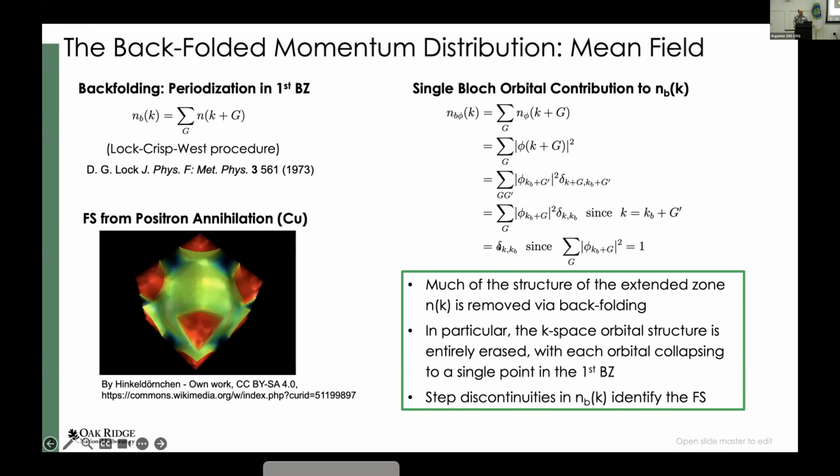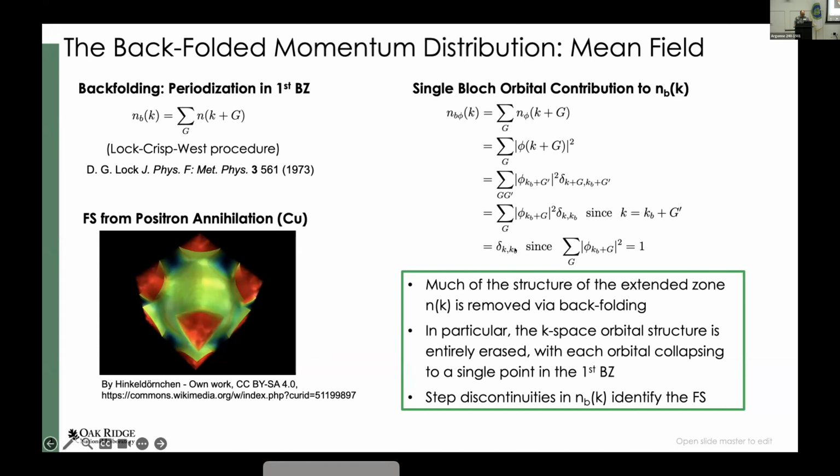So all this structural information that came out from this orbital distributed through K-space, which also shows up in the extended momentum distribution, all of that collapses to a point with weight 1. And so there's an awful lot of information in the extended zone momentum distribution that's irrelevant to the backfolded momentum distribution. And this property is actually what allows you to get the information that you want.